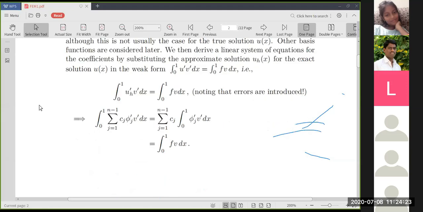So we had the weak form, integral 0 to 1 u dash into v dash dx is equal to integral 0 to 1 f into v dx. So integral 0 to 1 uh dash v dash dx equal to integral 0 to 1.